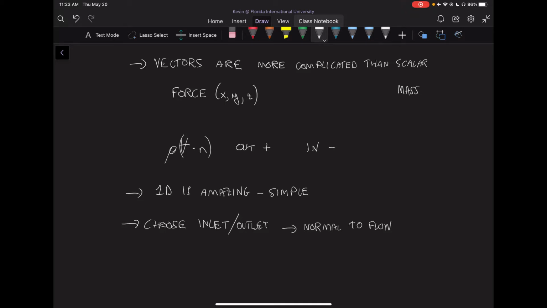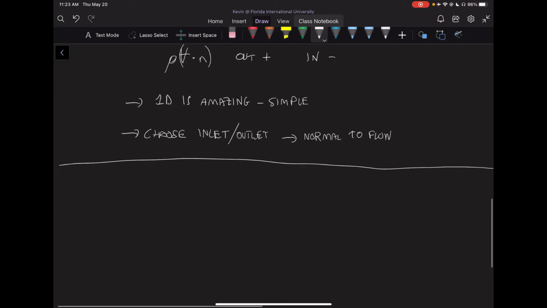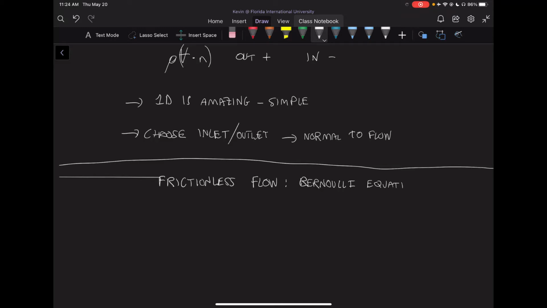Okay, so the next thing we're going to go through is look at a special case of our linear momentum relation, and that is if we have frictionless flow, which obviously does not exist in real life, but can help us solve some initial problems much more easily and then apply some correction factors down the line. So frictionless flow, we're actually going to look at Bernoulli's equation. And most of you have probably heard this equation, but where does it come from? So we're going to look at where it comes from.